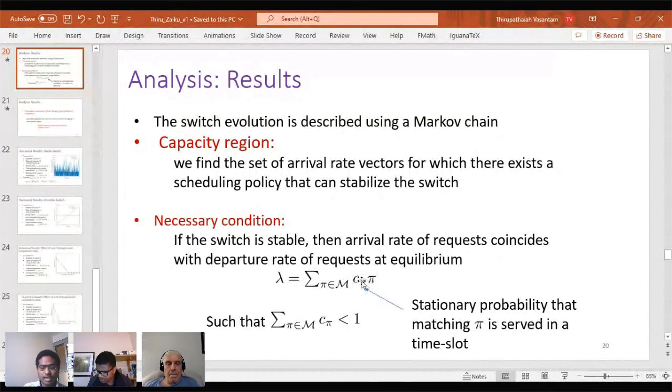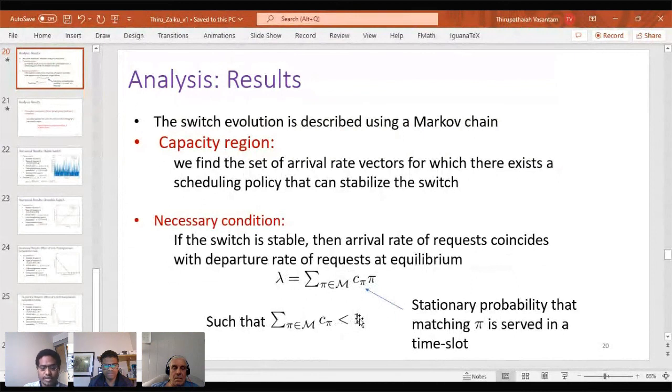So essentially, lambda should be written as a linear combination of pi in this manner, and then in order to have positive recurrence of the Markov chain, the probability that all the queues hit zero, that is, every queue becomes empty, should be non-zero.